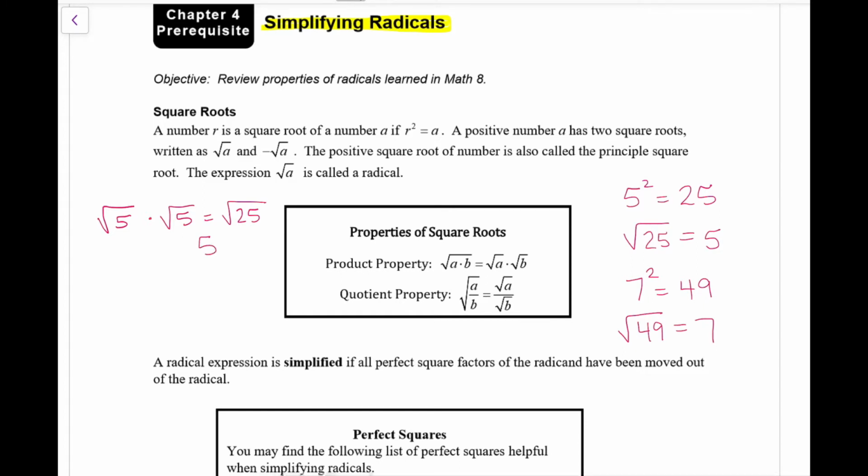We also have the quotient property. If I were to take the square root of 100 divided by the square root of 4, we could do this two ways. I could do the square root of 100 is 10, the square root of 4 is 2, 10 divided by 2 is equal to 5. Another way we could do this is I could take the square root of 100 divided by 4. If I take 100 divided by 4, I get the square root of 25, which equals 5 as well. So both of these would be 5.